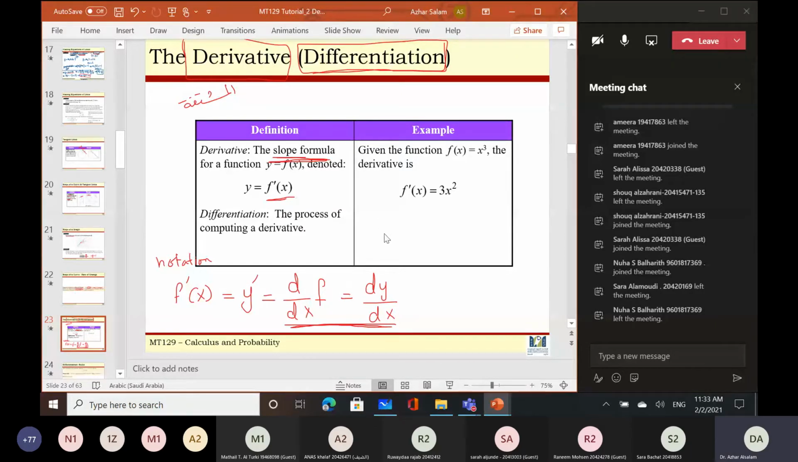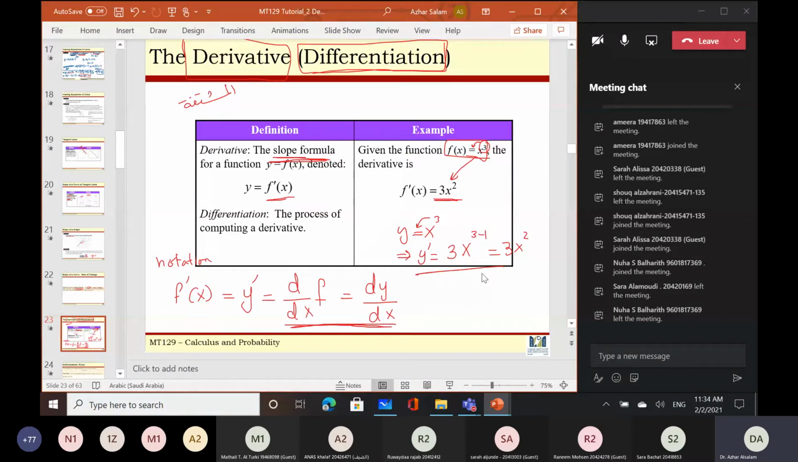Of course, we will learn how to differentiate, but here, for example, the derivative of the function x to the power 3 is 3 multiplied by x squared. Notice the operation made on this function: I take the 3 down, multiplied by x, and subtract 1 from the exponent. So if y equals x to the power 3, then y dash equals 3 multiplied by x to the power 3 minus 1, which is 3x squared.